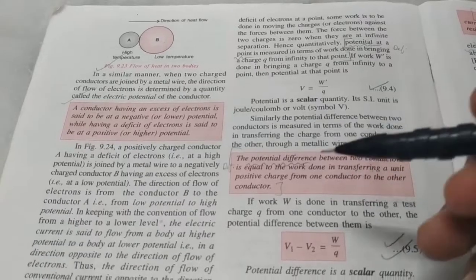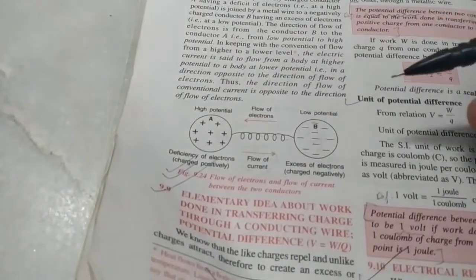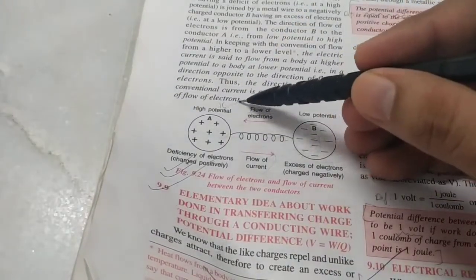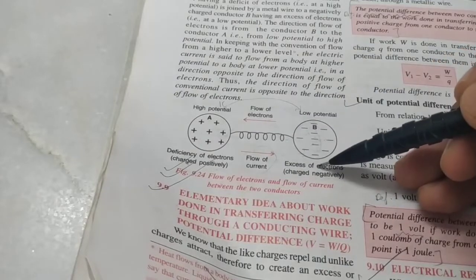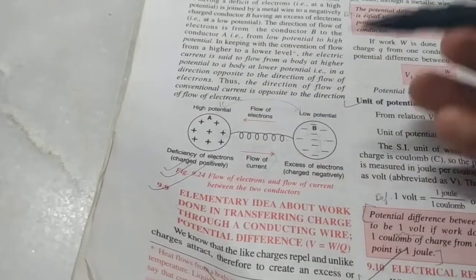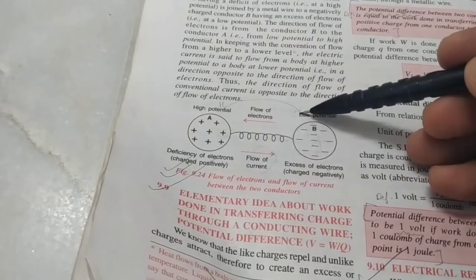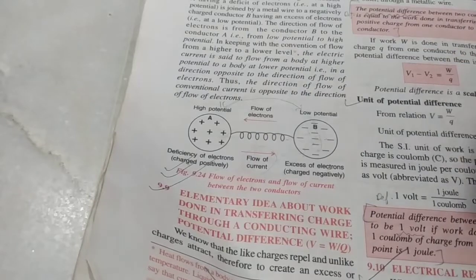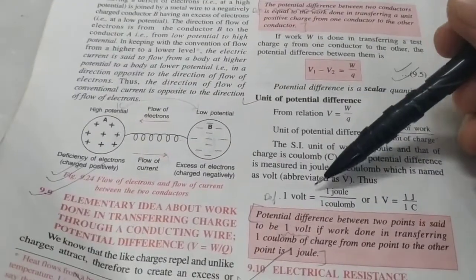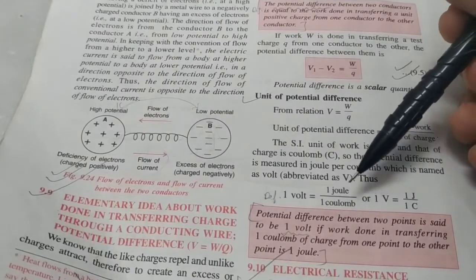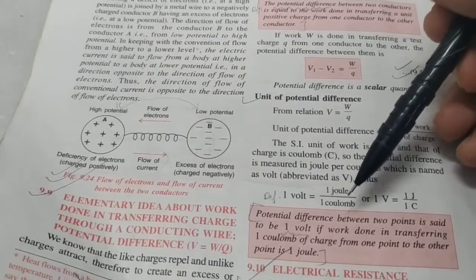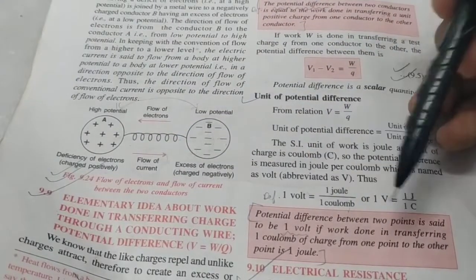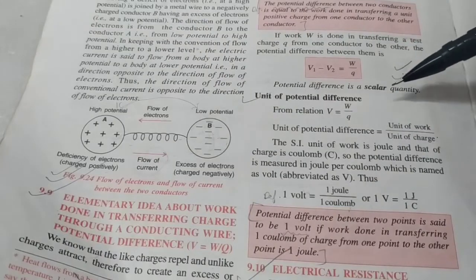Which means if I have a unit positive charge, let's say 1 coulomb, and I transfer it to the other conductor, the work done in doing so is called the potential difference. Let's say the work done is 2 joule. So it's 2 joule per coulomb, which is also called 2 volt, because 1 volt is nothing but the work done being 1 joule when 1 coulomb of charge is being transferred from one conductor to the other. So this is the SI unit of voltage or potential difference, and it is also a scalar quantity.